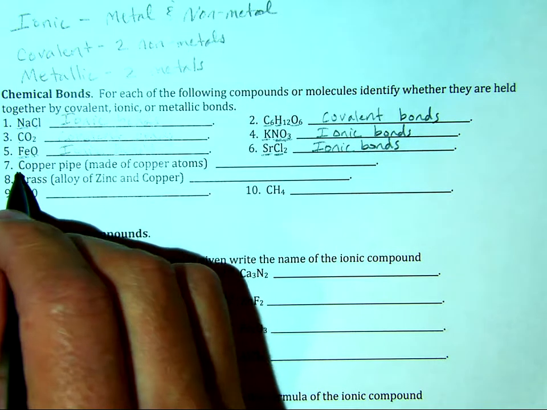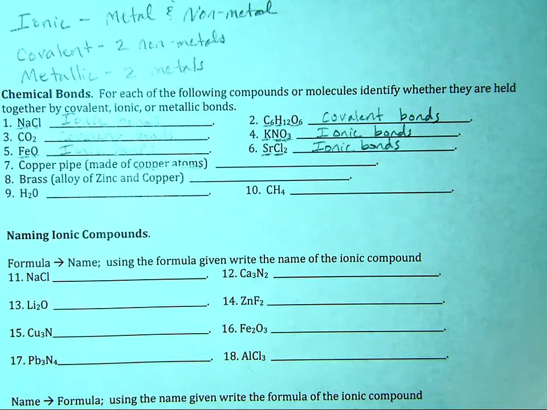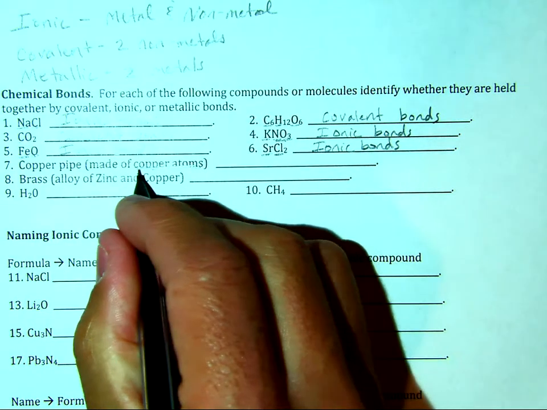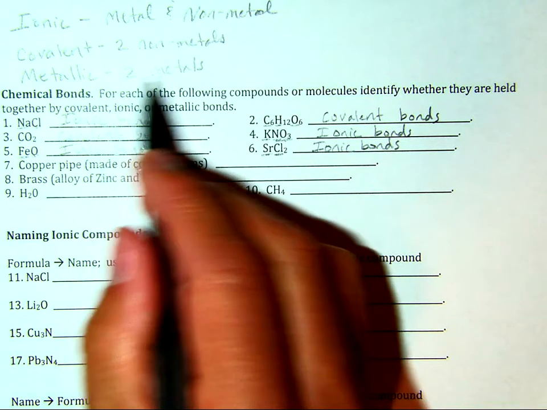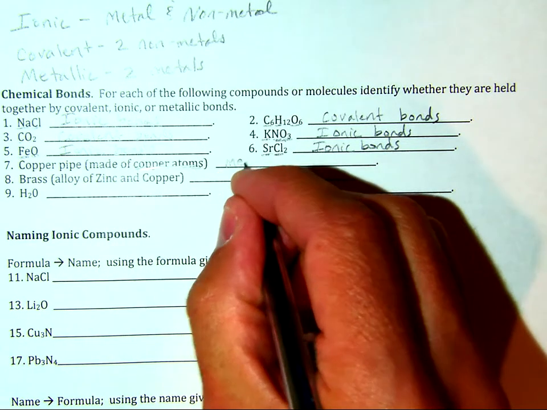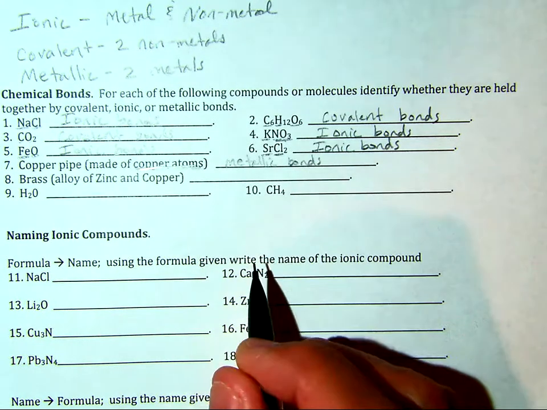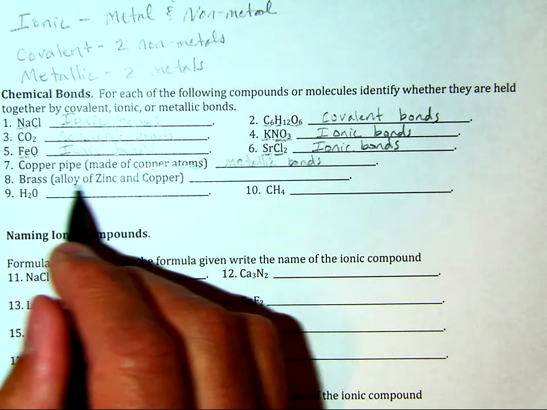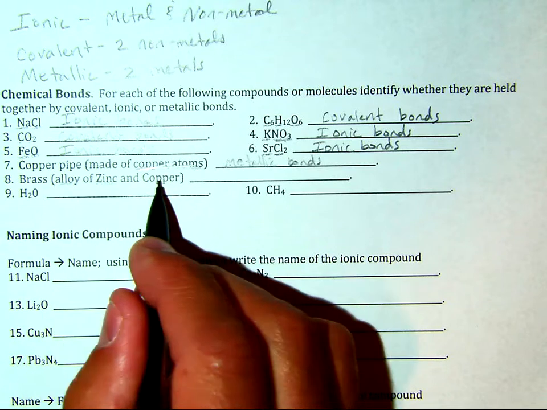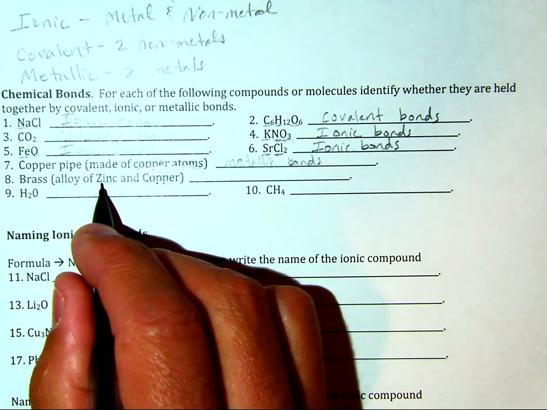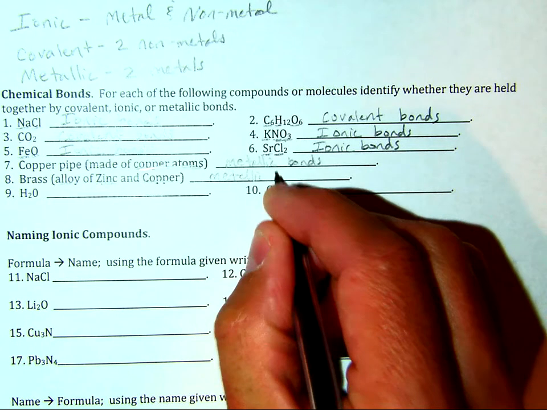Okay, number 7 is a copper pipe, just made of copper atoms. So copper is a metal. And so if there's at least two metal atoms here, this is going to be metallic. Metallic bonds are holding it together. Number 8, brass, which is an alloy, which means a mixture of two metals. Brass is a mixture of zinc and copper. Zinc is a metal, copper is a metal, so again, that's metallic bonds.